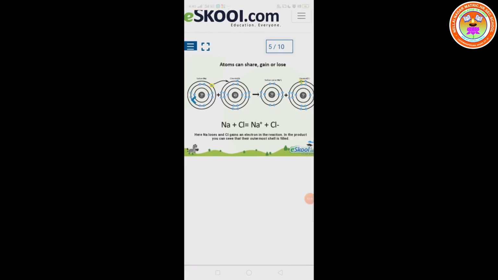The sodium atomic number is 11. So the electron distribution is: first shell contains 2 electrons, second shell 8, then the last shell, the valence shell, contains only 1 electron. So 2, 8, 1. So the valency electron is 1 and valency is also 1. For chlorine, the atomic number is 17. So first shell contains 2 electrons, second shell 8, the last shell 7: 2, 8, 7.